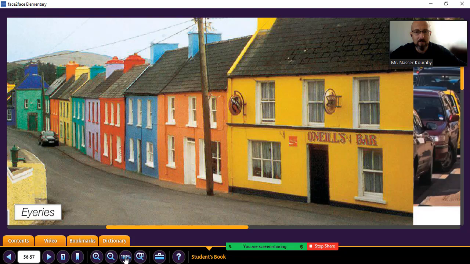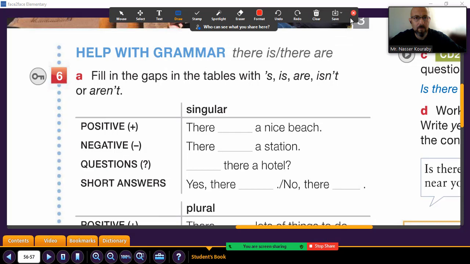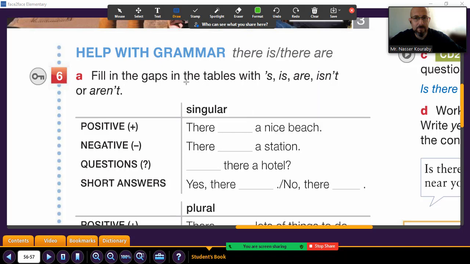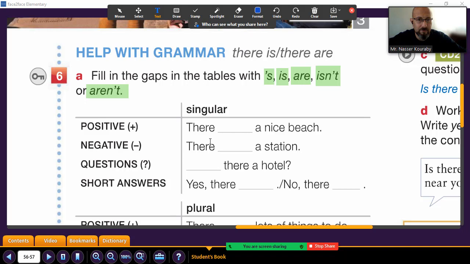So again here, in this grammar, fill in the gaps in the tables with a contraction is or is, are, isn't, aren't. Okay, so we have singular here and plural here. For example, let's do the first two together. Positive with singular, we say there what? There is. Okay, and here negative, very good, isn't.